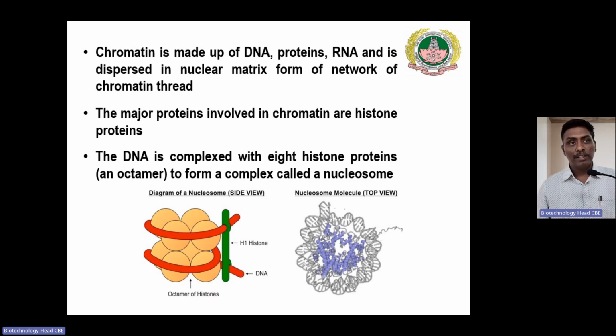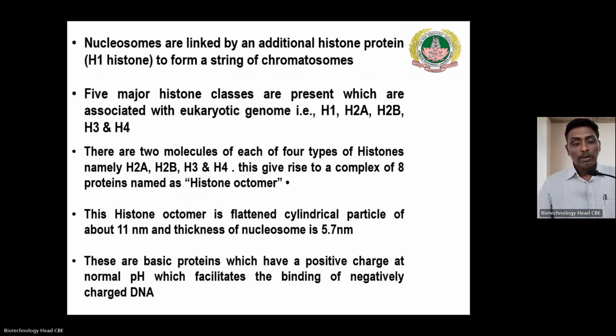In the picture below, the left side shows the side view of the nucleosome. It contains DNA and the octamer of histones, the 8 histone proteins, and another one called the H1 histone. The right side picture is the top view of the nucleosome. Coming to packaging in eukaryotes, the nucleosomes are linked by an additional histone protein called H1 histone to form a string of chromatosomes.